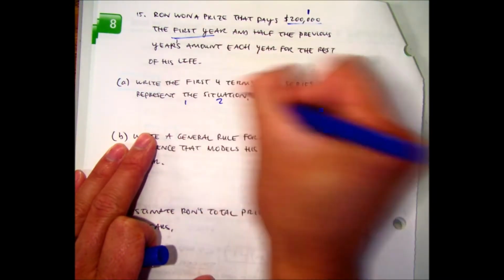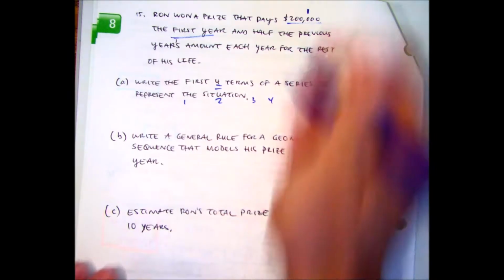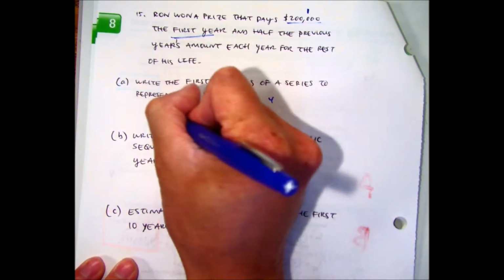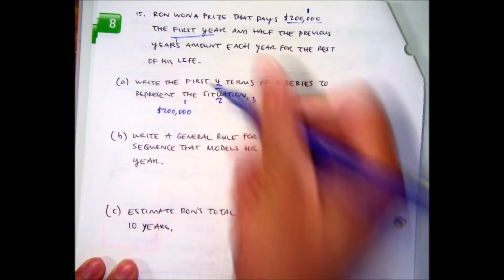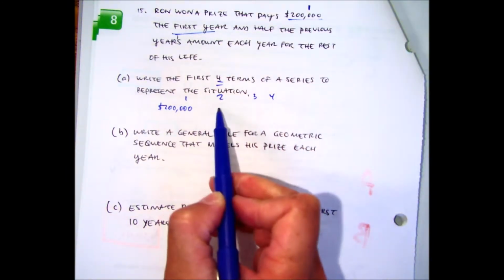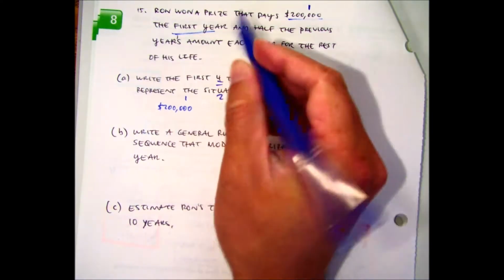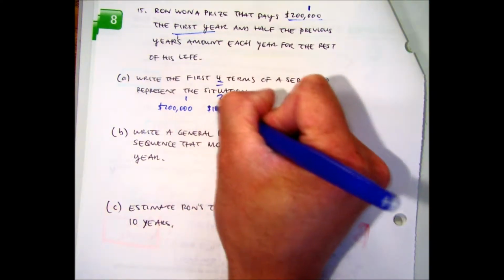So 1, 2, 3, 4. There's 4 terms, right? So my first year is $200,000. And then half of this amount the next year, right? So this is half of the previous year's. So this one will be how much, class? 100,000.